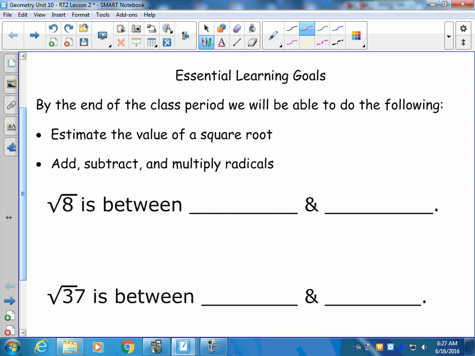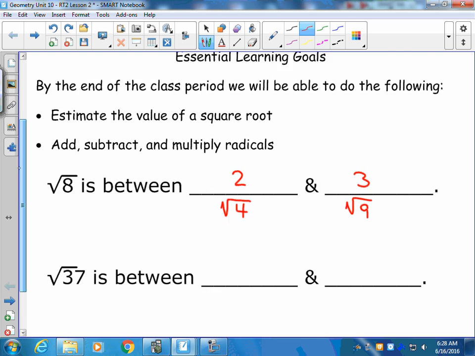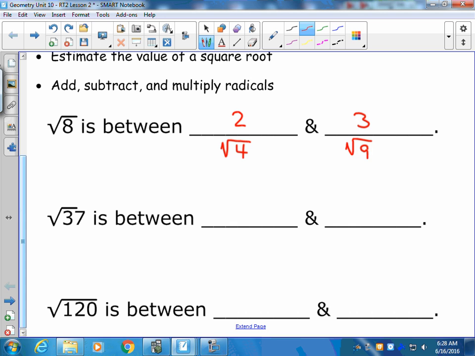When we look at the square root of 8, we want to understand that the square root of 8 is in between two perfect squares. It's in between the square root of 4 and the square root of 9. So we know that the answer for the square root of 8 falls somewhere between 2 and 3. It's probably going to be a little bit closer to 3 based on 8 being closer to 9, but all we're trying to do here is get a good estimate of the values so we can work with them as well.